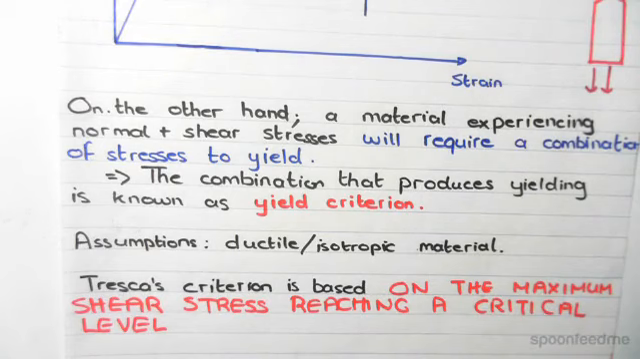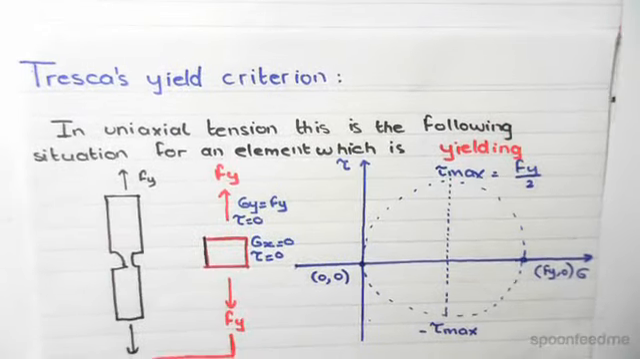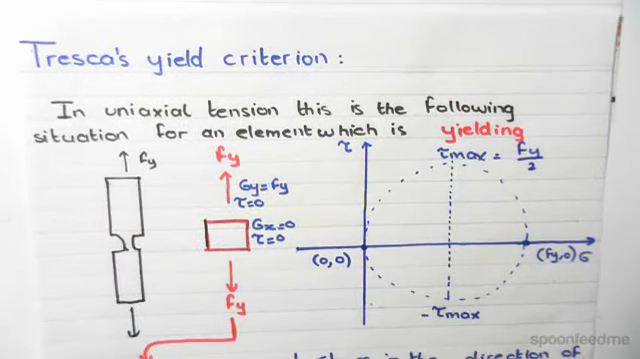So Tresca's criterion is the first of the two criterions in combined stresses, and I'll explain the second one in the next video. So moving on and continuing with Tresca's, in uniaxial tension, this is the following situation: a Mohr circle for an element in uniaxial tension.